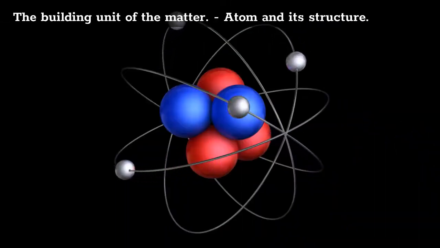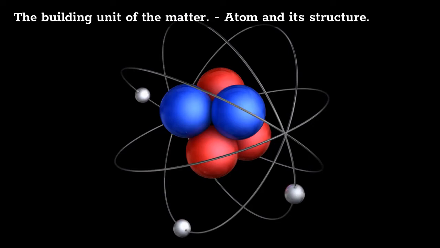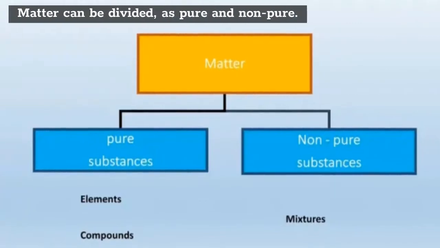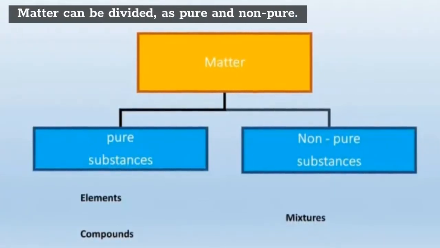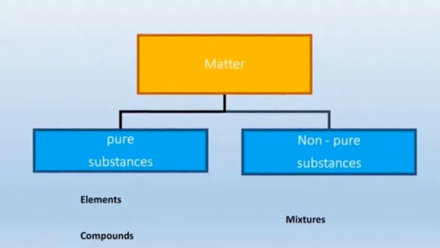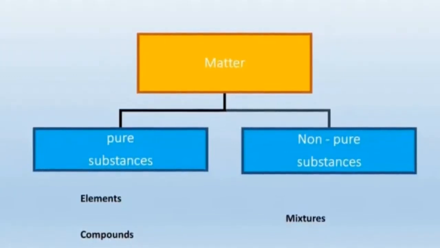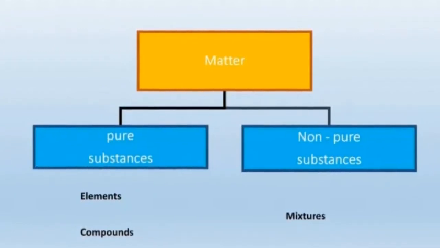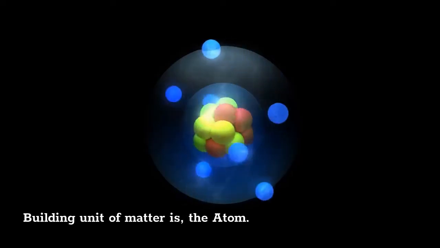The building unit of the matter. Atom and its structure. Matter can be divided as pure and non-pure. Elements and compounds are pure substances of matter, and mixtures are non-pure substances of matter. Building unit of matter is the atom.